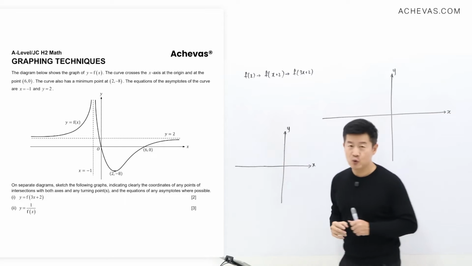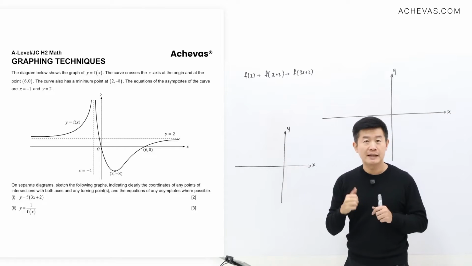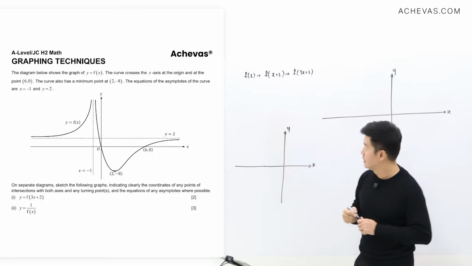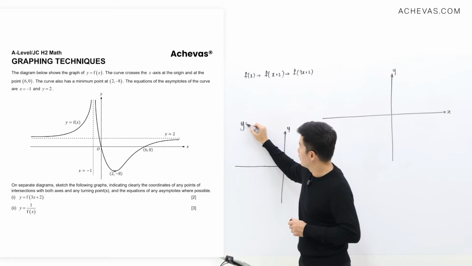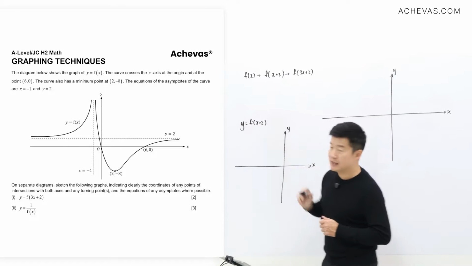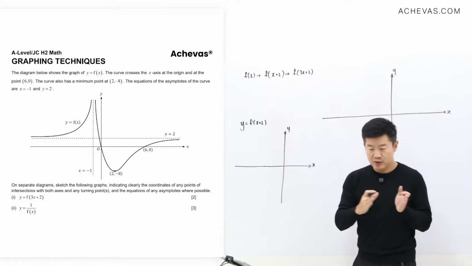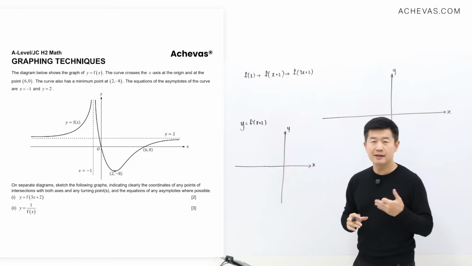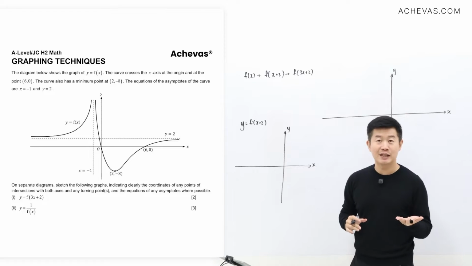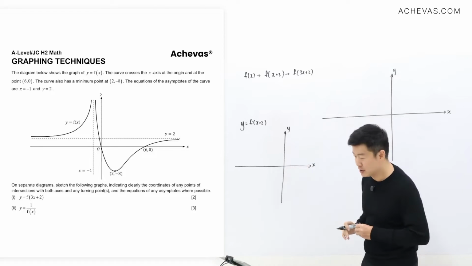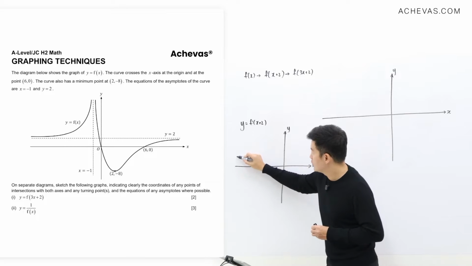For the plus 2, it is a translation of 2 units in the negative x direction. So let's sketch the graph of y is equal to f(x + 2). Taking what we have here, we are going to translate it by 2 units, and it is always a good habit to sketch in the asymptotes first before we sketch in the rest of the graph.